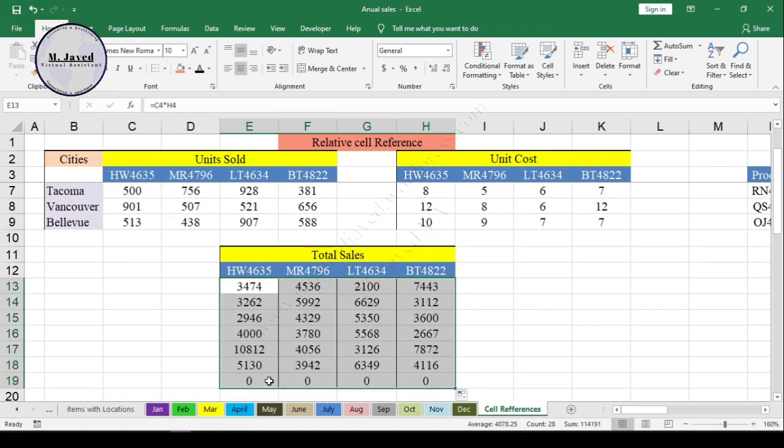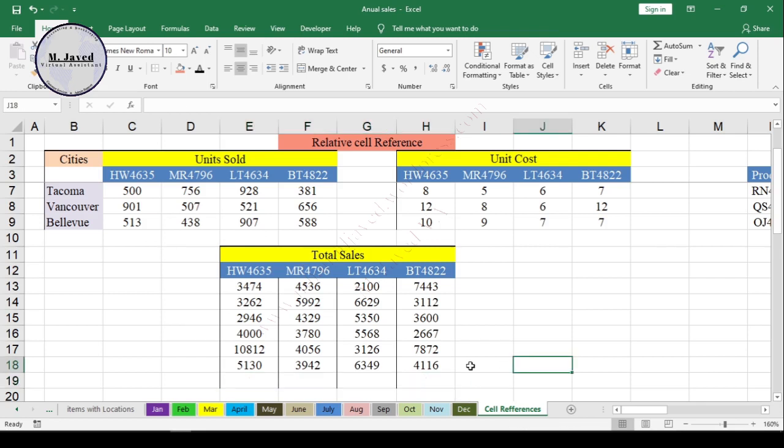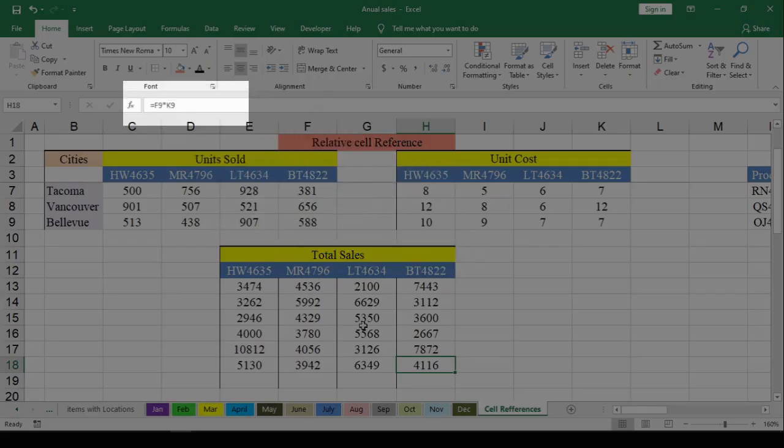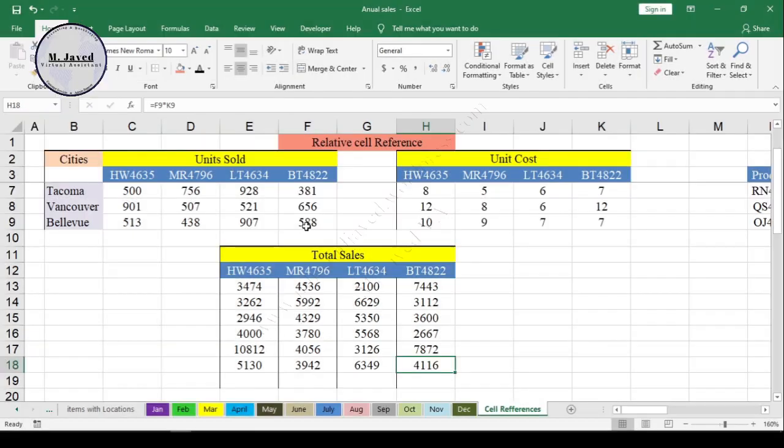Looks like one additional row has been selected, and it's showing zeros because there was no data in the concerned cells. So we can just select them and delete them. Anyhow, here you can see that the relative cell reference is picking the exact cells to multiply. It is multiplying the cells F9 with K9, which is exactly what we wanted.